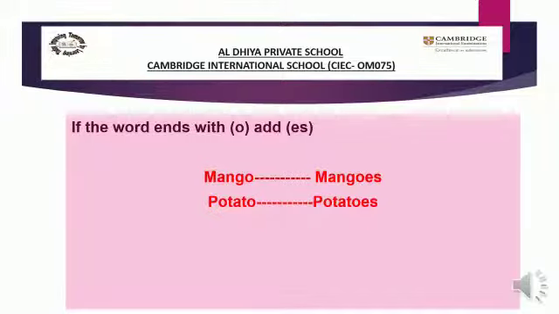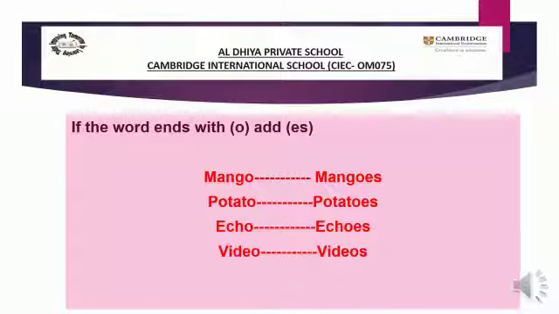Potato, potatoes. Echo, echoes. We are adding es at the end of the word to make it plural. And why are we adding es? Because these words end with o. Look at more examples. Video, videos. Hero, heroes. So these are a few examples of words which end with o. Understand? So to make them plural, we will add es.